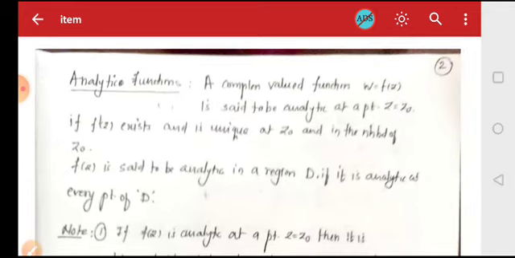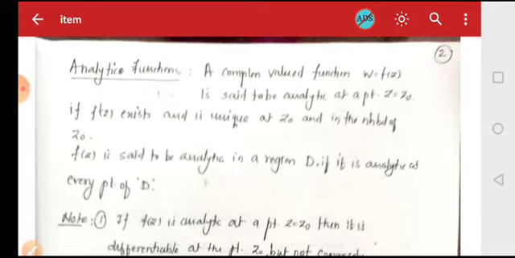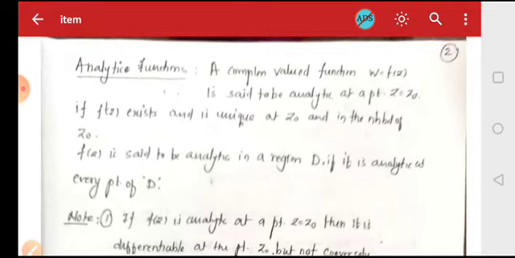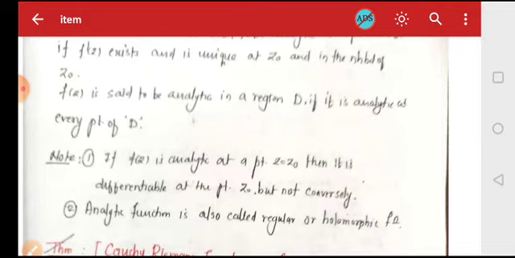Now once again, a complex valued function w equals f of z is said to be analytic at a point z equals z naught if f dash of z exists, meaning the derivative must exist at the point z naught and also in the neighborhood of z naught. Not only at z naught, but in the neighborhood. You know the neighborhood has how many points? At each and every point it should be differentiable. Then only we say that f of z is analytic in that particular region. And here you can see the note: if f of z is analytic at the point z equals z naught, then it is differentiable at the point z naught, but the converse is not true. Here, an analytic function is also called a regular or holomorphic function.